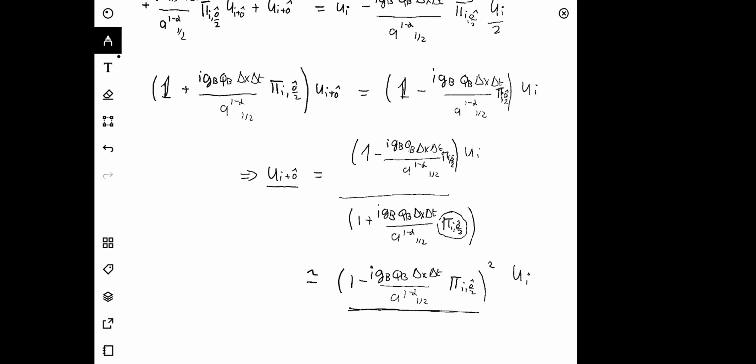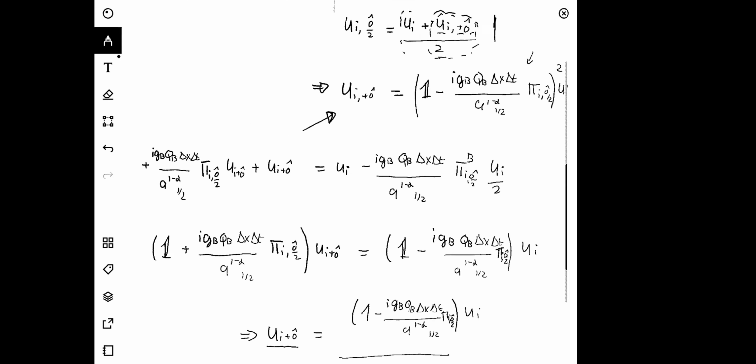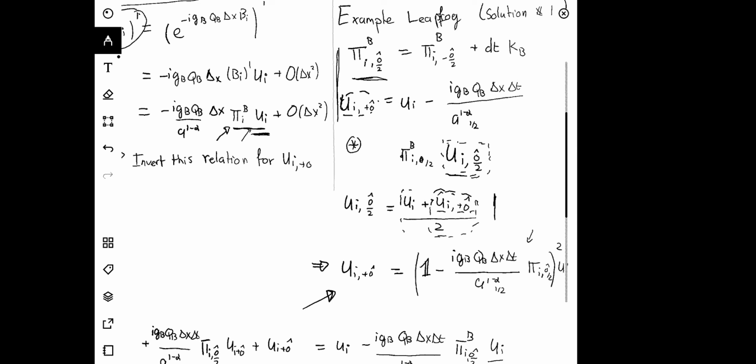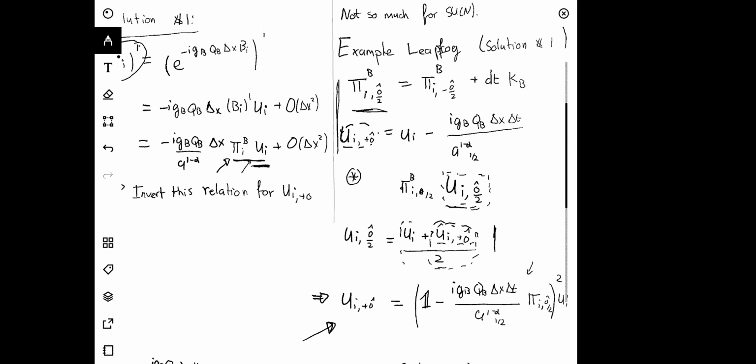You need to link this somehow, you need to leak this momentum to this link so that you can do the evolution in time of the link. So you compute the derivative in the continuum, and then you just invert this relation to find the expression for the link in the next time slice.